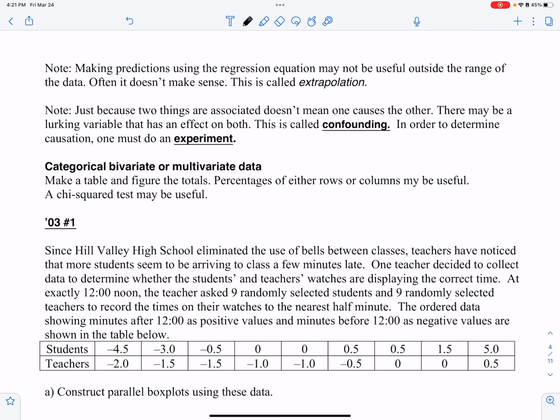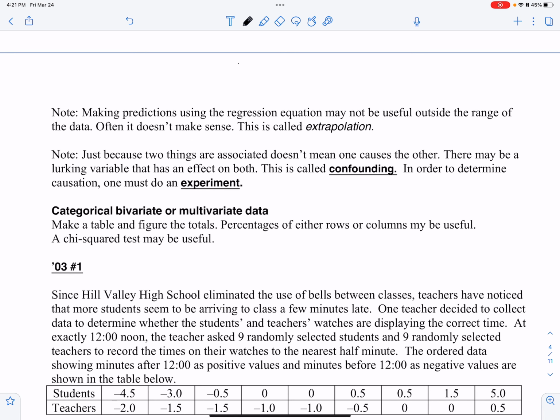Okay, making predictions using the regression line. Anything outside of your domain is called extrapolation. So if this was from maybe 2 years to 5 years, let's say this is a height weight chart, I can't predict any weight outside of 2 to 5 years without it being called extrapolation.